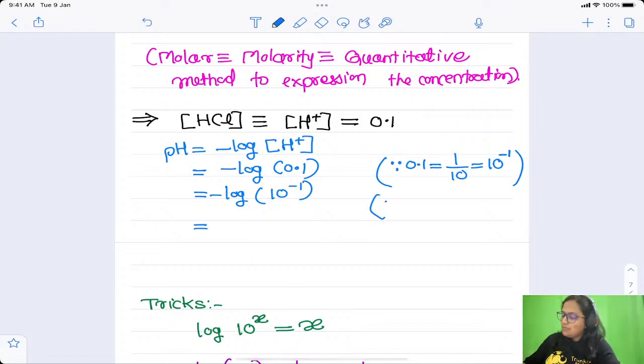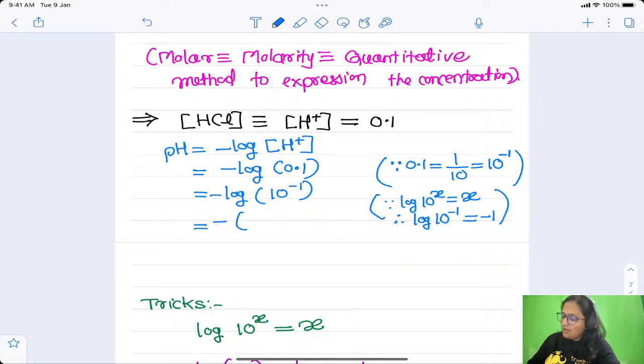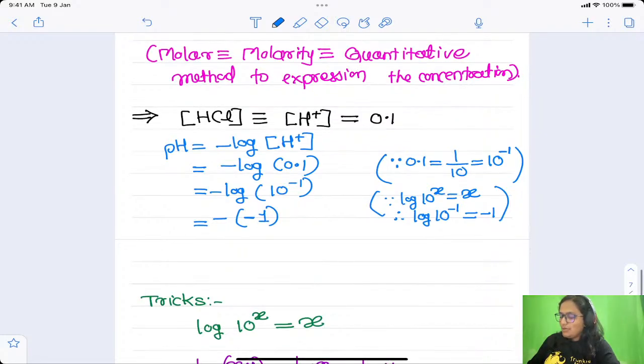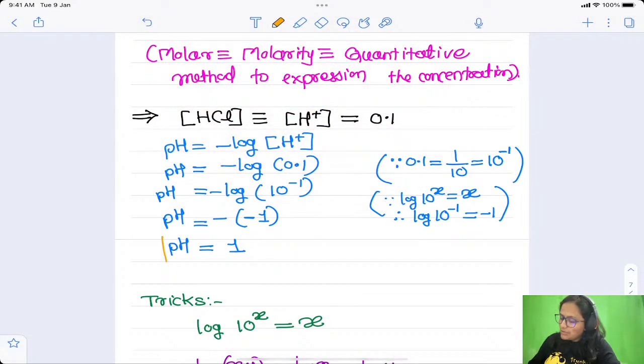As we know, log of 10 power x is equal to x, therefore log of 10 power minus 1 will be equal to minus 1, right? This thing I will write down. So minus, inside the bracket, log of 10 power minus 1 is minus 1. Minus times minus 1 will be equal to plus 1. So what is the pH of this solution? pH of this solution is equal to 1, right? So this is how we can solve the questions based on the pH of the solution.